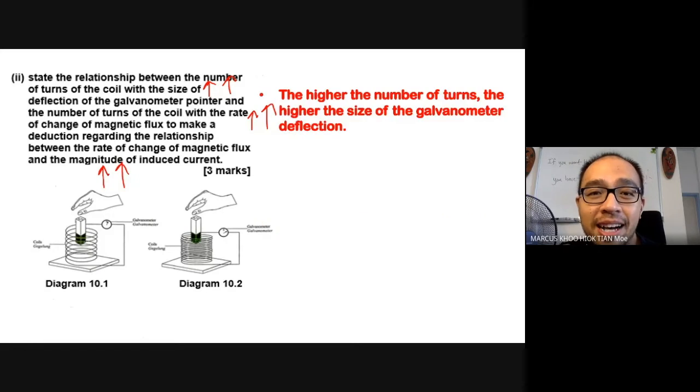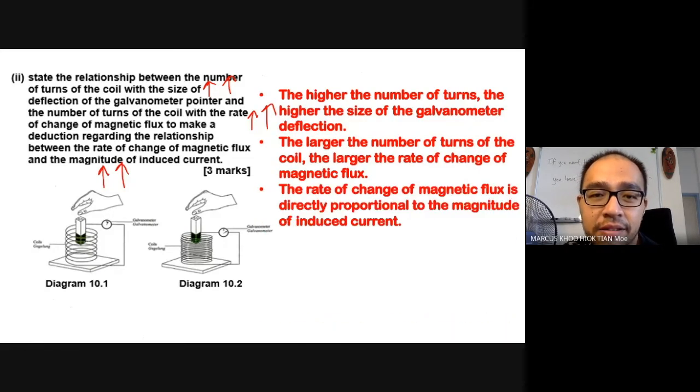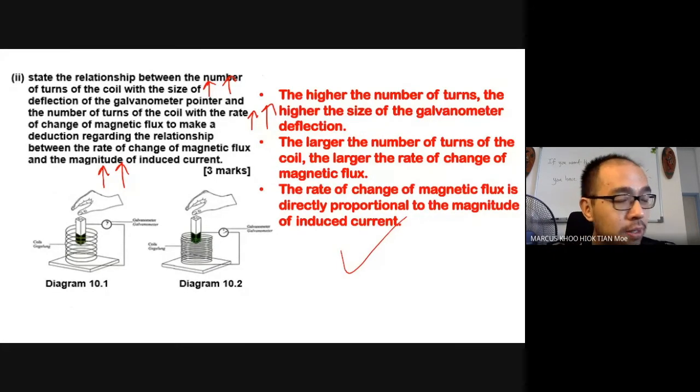Okay, higher number of turns, higher size, larger number of turns, larger array. Rate of change is directly proportional. Okay, you can also see the bigger this one, the bigger this one. Okay, bigger, larger, higher, greater, all these are acceptable words.